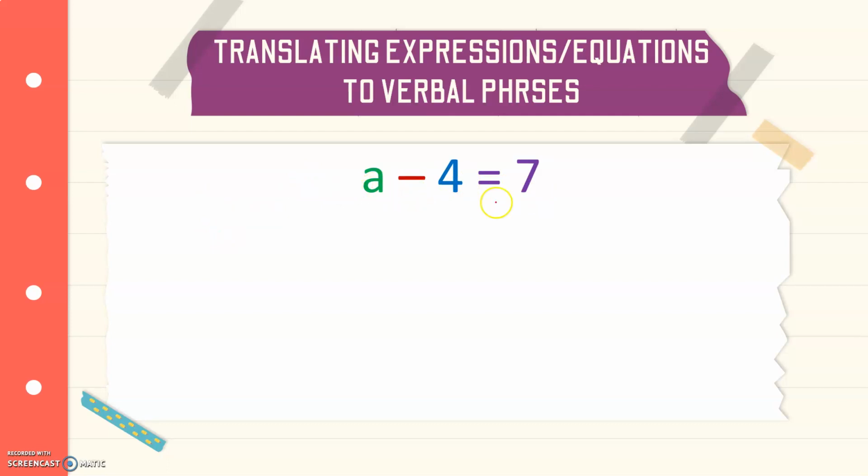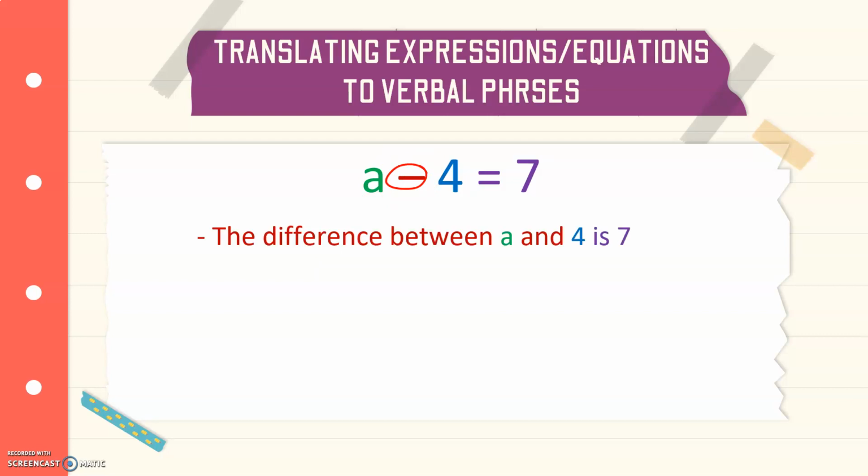Next, what if we are given a minus 4 is equal to 7? This time we are given an equation. So when we translate it into words, it should be in a sentence form. Okay, so we can say here, the operation involved is subtraction. So we have to recall all keywords related to subtraction. First, we have the difference between a and 4 is 7. Aside from using is for equal, you can simply say the difference between a and 4 is equal to 7 or equals 7.